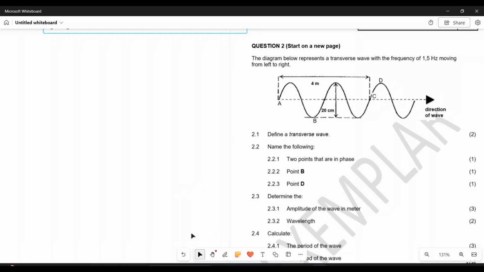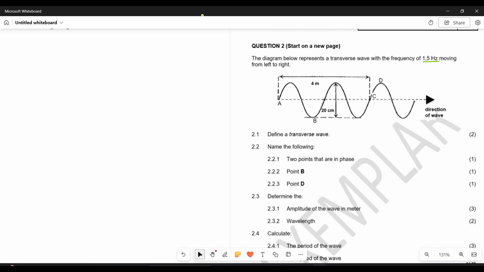So in this video, we're going to be continuing with the 2023 November question paper. The second question relates to waves. They say in the diagram below, you're given a transverse wave with a frequency of 1,5 hertz moving from left to right. First, they want us to define a transverse wave.